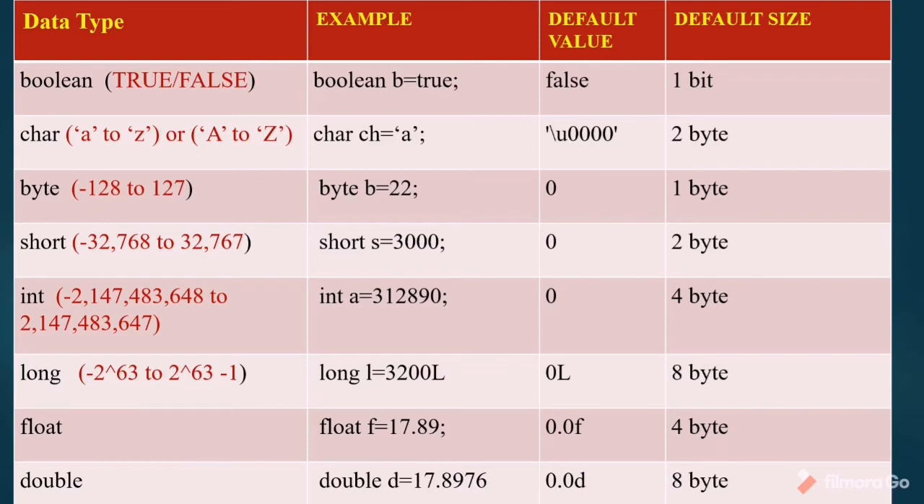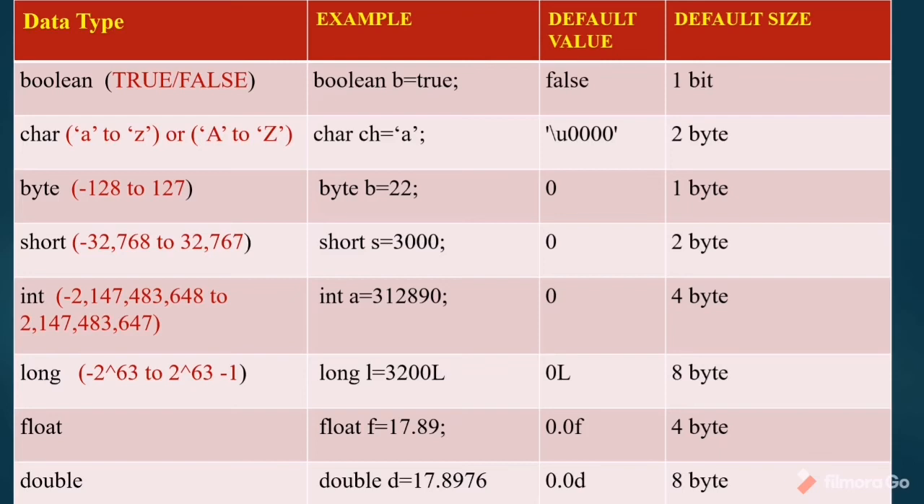Long range is given here. Then long l equal to 3200L. We need to keep this L at last after writing the number. Then default value for long is 0L. Default size is 8 bytes. Then float. Float f equal to 17.89. So it should be written like point numbers. And default value for float is 0.0f. Default size is 4 bytes.